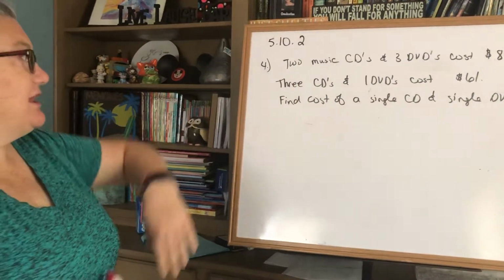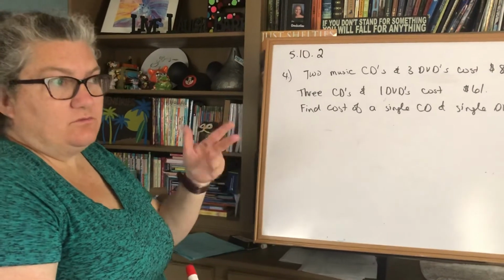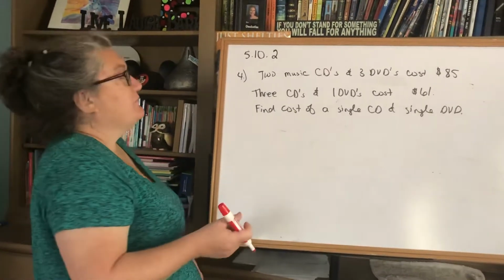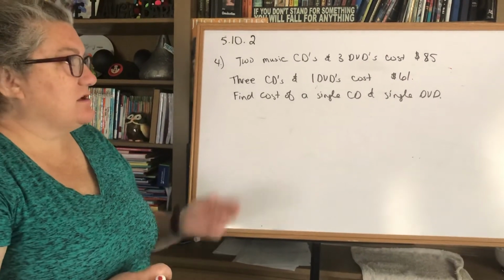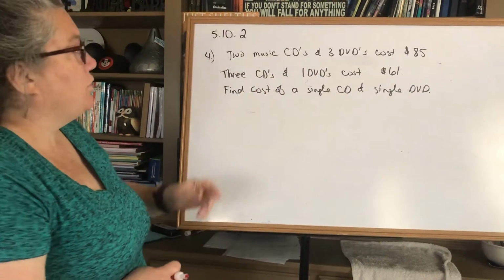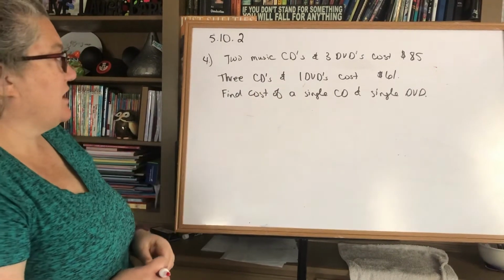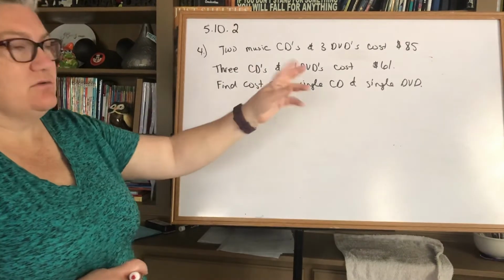5.10, second video. This is problem number 4 from our class packet, and remember you could have downloaded it if you haven't by now. It says 2 music CDs and 3 DVDs cost $85. 3 CDs and 1 DVD cost $61. Find the cost of a single CD and a single DVD.